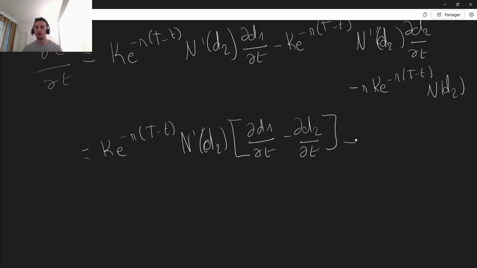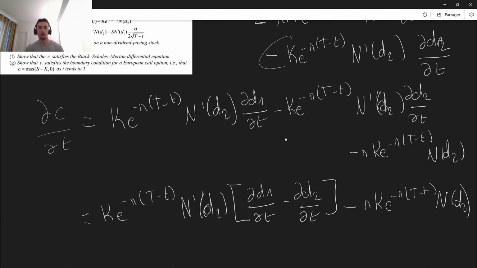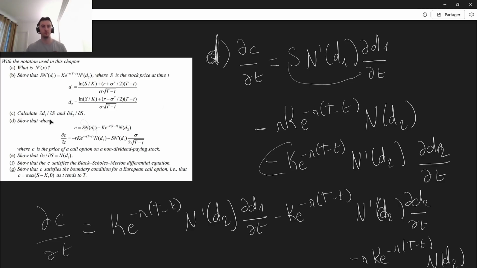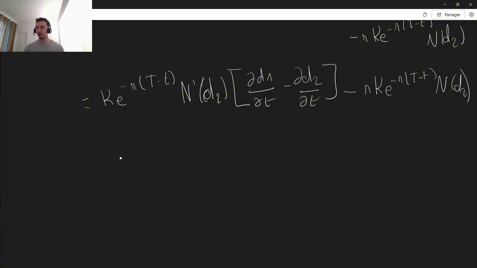But we already showed minus this term N of d2. Now you might be tempted then to say that these are both equal, but it's not the case because remember, what are equal are the derivatives with respect to S, not with respect to t. So how do we do that? Well, we use the other equation. We use the fact that d1 minus d2 is equal to sigma square root of T minus t. So this is the relationship between the two.